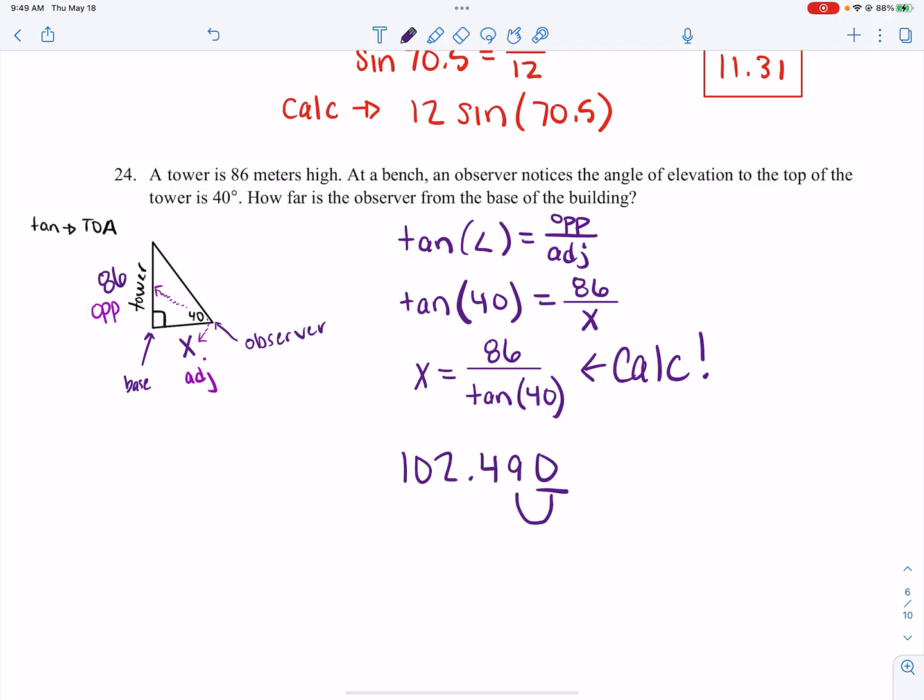102.490. That 0 is 4 or less, so that means I leave it alone. 102.49. Final answer.